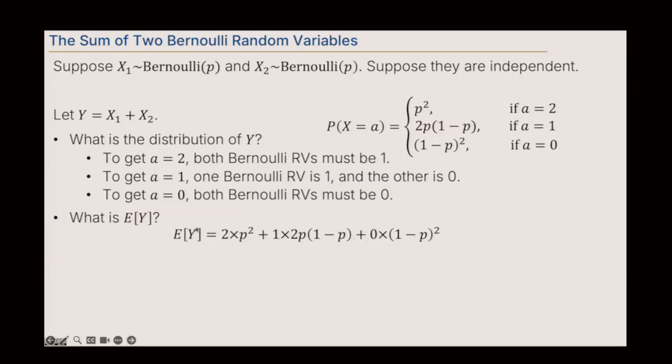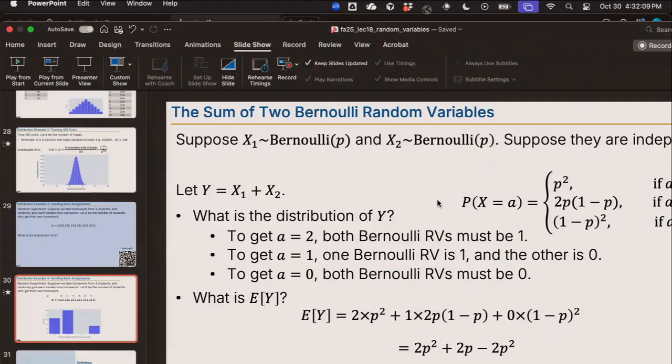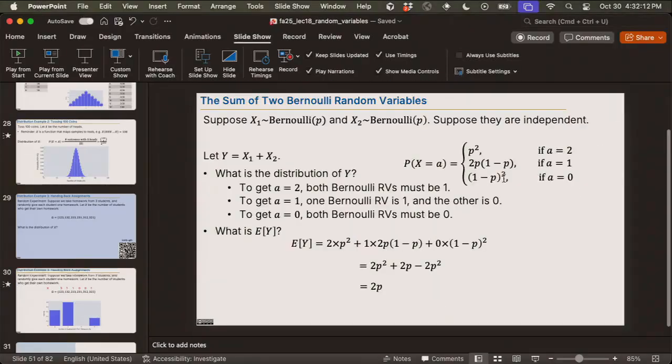P of y. Oh, yeah, this should be a y. Yes, thank you. This should be a y. This is where being able to write on the slide would be good.